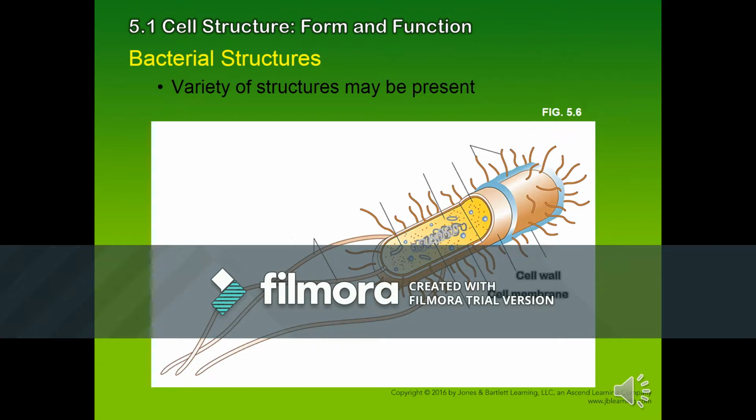It's the functional outside unit of the cell. And you can have some sugars called the glycocalyx. Some bacteria have flagella. The flagella are used for moving the bacteria around. Okay, they're a whip-like structure that can make the bacteria move.